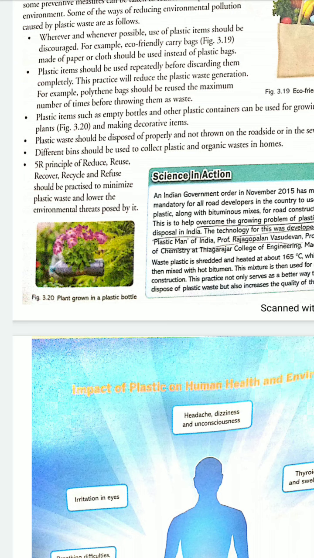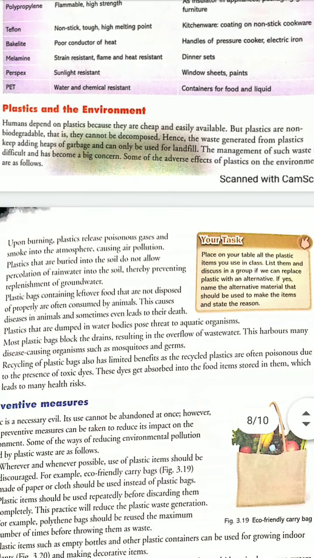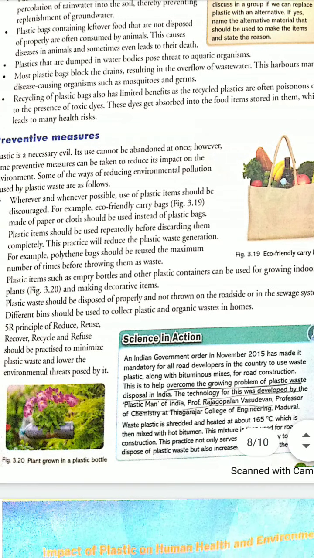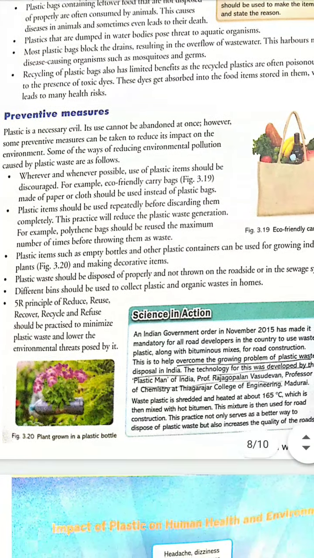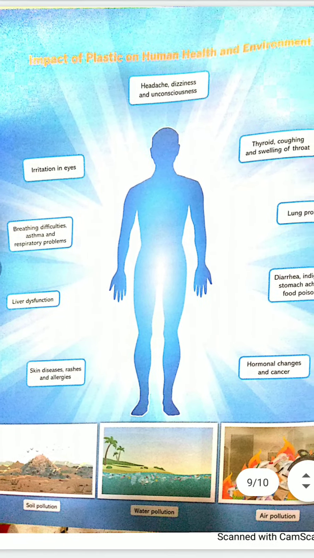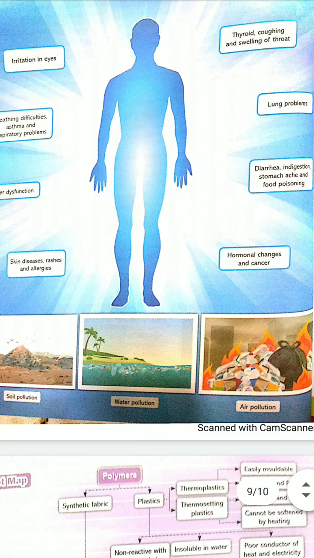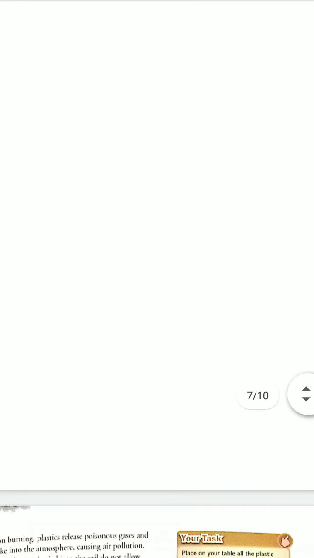So I think all the concepts of the disadvantages of plastic, the impact of plastic on our environment, and the preventive measures taken by us are clear to you all. Here, with the help of this diagram also, we have explained what the impact of plastic will be on our health as well as the environment. So I think the whole chapter is clear to you.